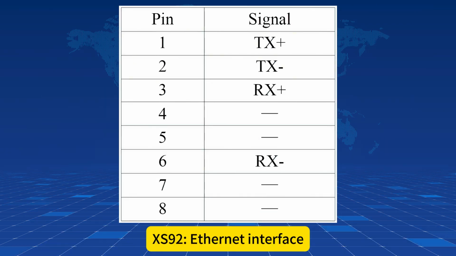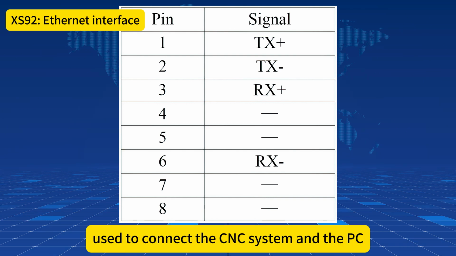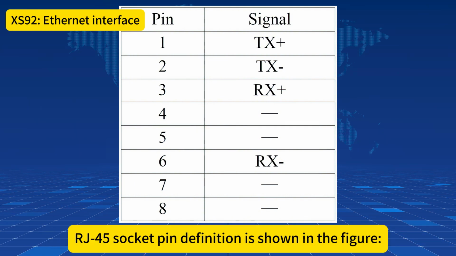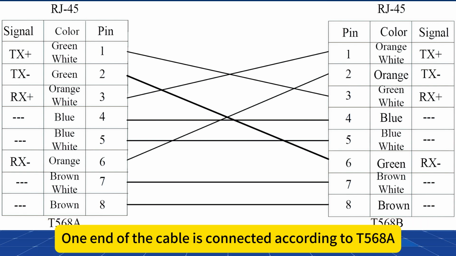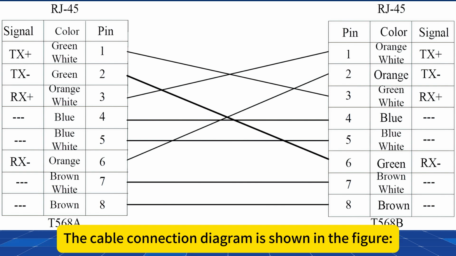XS9 Ethernet interface, using RJ45 socket, used to connect the CNC system and the PC, and can communicate with one or more computers and CNC systems. RJ45 socket pin definition is shown in the figure. The Ethernet connection cable adopts a crossover interconnection method. One end of the cable is connected according to T568A, and the other end is connected according to T568B. The cable connection diagram is shown in the figure.